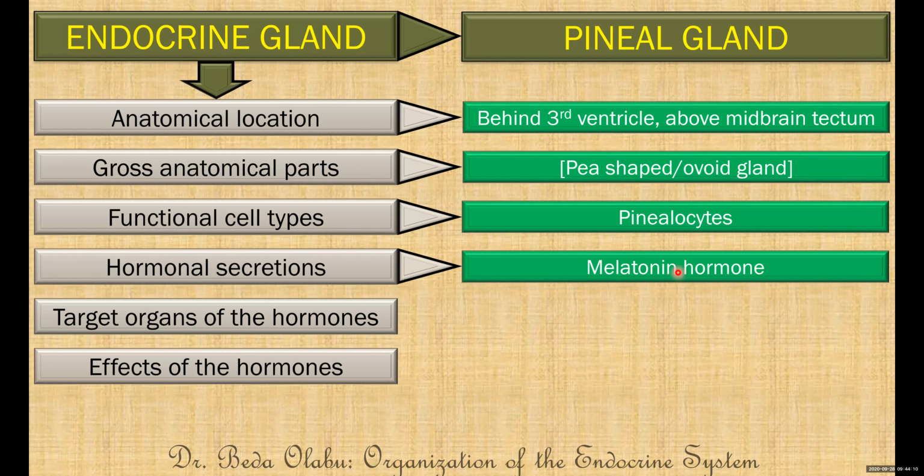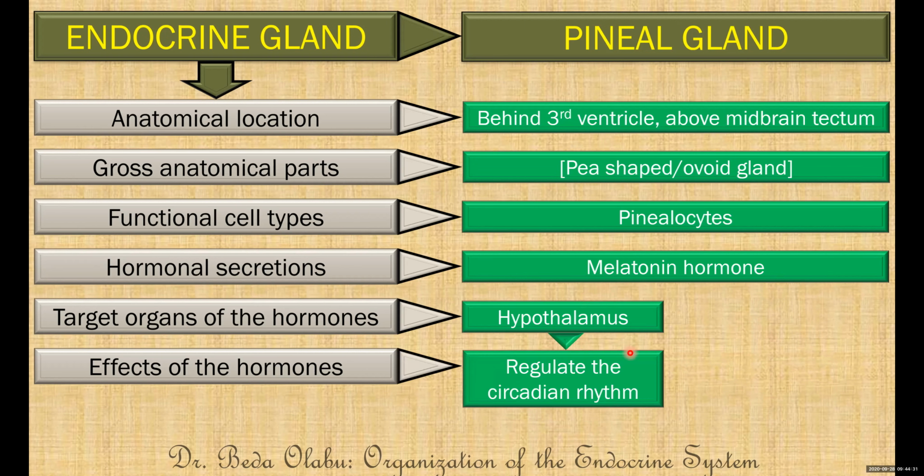Don't confuse melatonin with melanin hormone. The target organs of melatonin hormone are the hypothalamus and pituitary glands. What is the role of melatonin on the hypothalamus? On the hypothalamus, melatonin regulates the circadian rhythm. The circadian rhythm is the day-night rhythm. It's like a biological clock. It gives you instructions of sleep time because it is night, or wake up time because it's day.